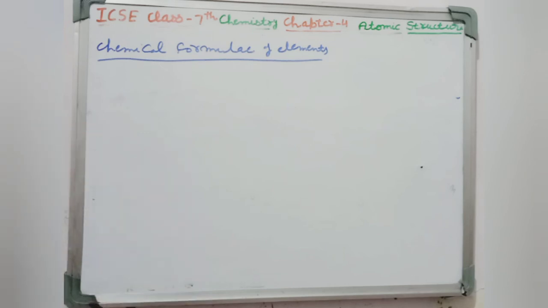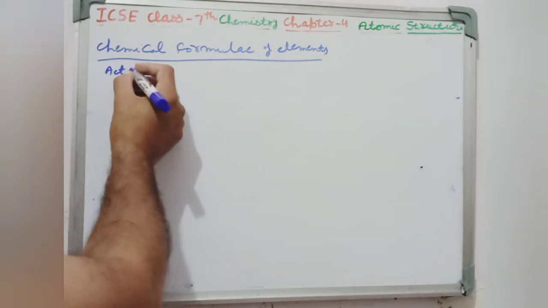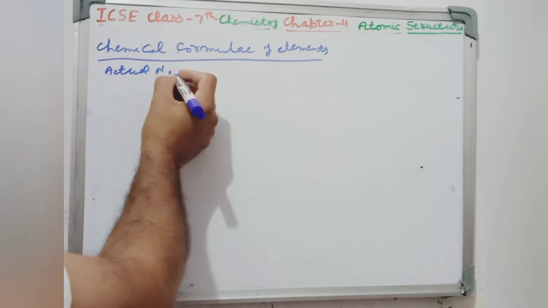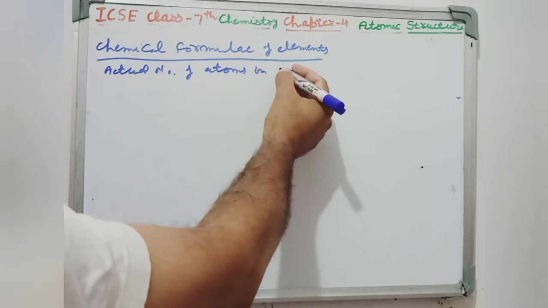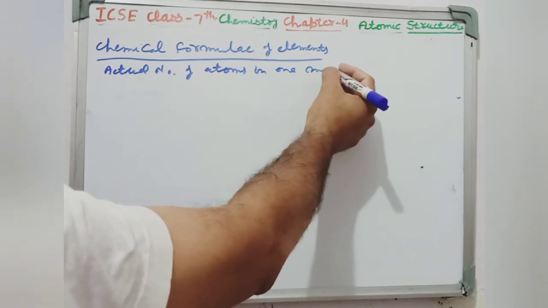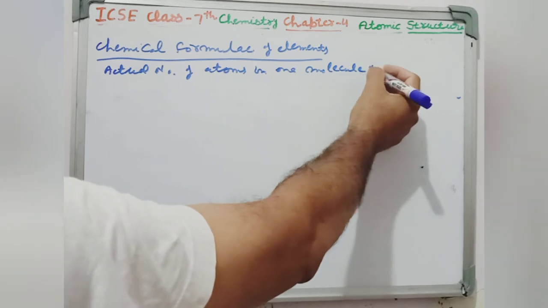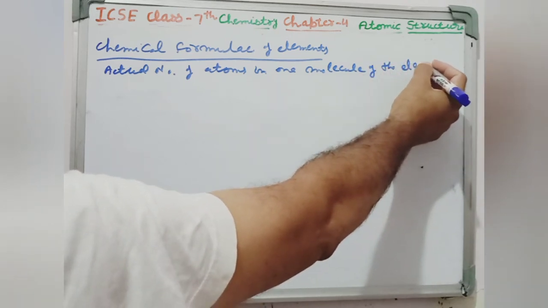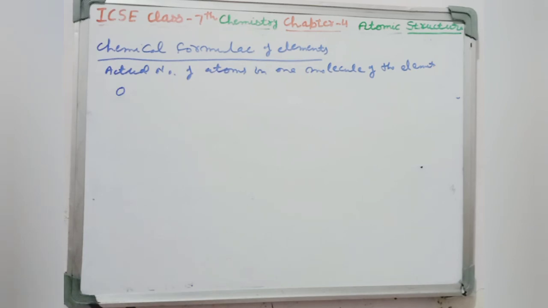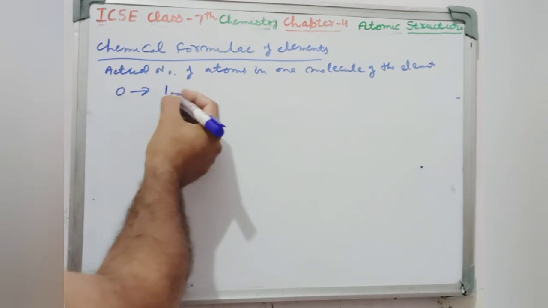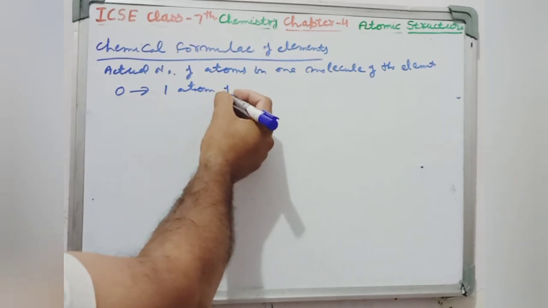So what does the chemical formula of an element show? It shows the actual number of atoms in one molecule of the element, right? Suppose I write here only O. It means one atom of oxygen.